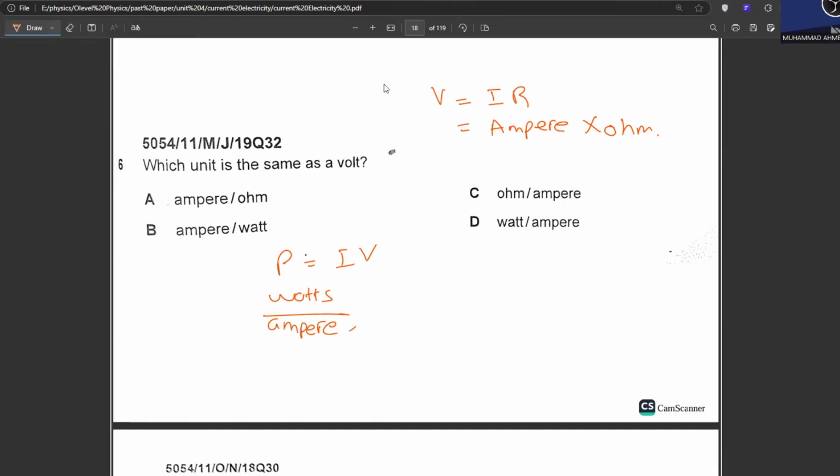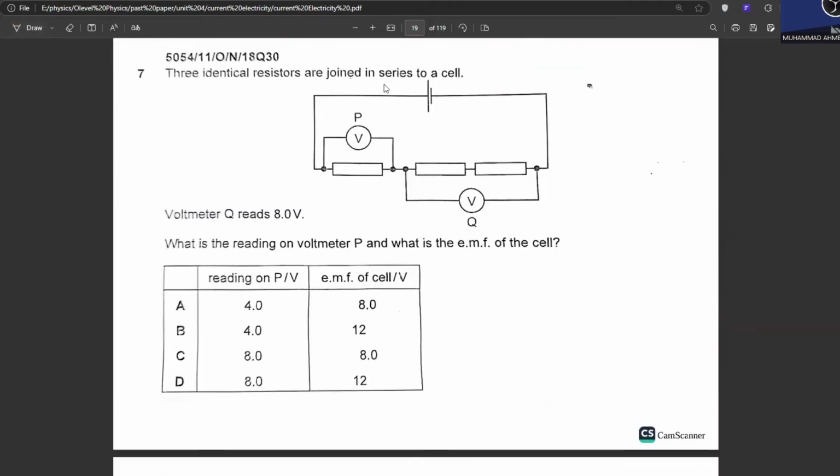Okay, let's see option C. Ohm over ampere, no. Volt over ampere, yes, this could be your option. Why could this be your option? Because if you closely examine, power is equal to IV. Power has the units of volts divided by the units of current, that is ampere. This gives you your units of volts. D is your answer. Let's further move ahead.